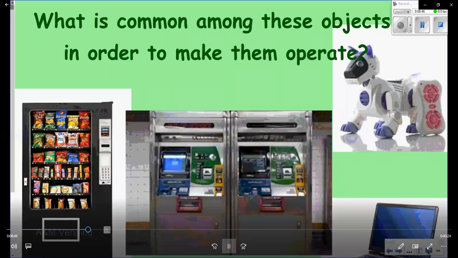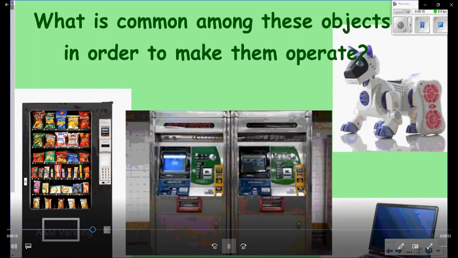So before we go on to our next lesson, you see many pictures here. You see a vending machine, an ATM ticket machine, a dog toy, and also a laptop. And the question is, what is common among these objects in order to make them operate? So if you look at it, try to figure out, okay, what do they have in common?